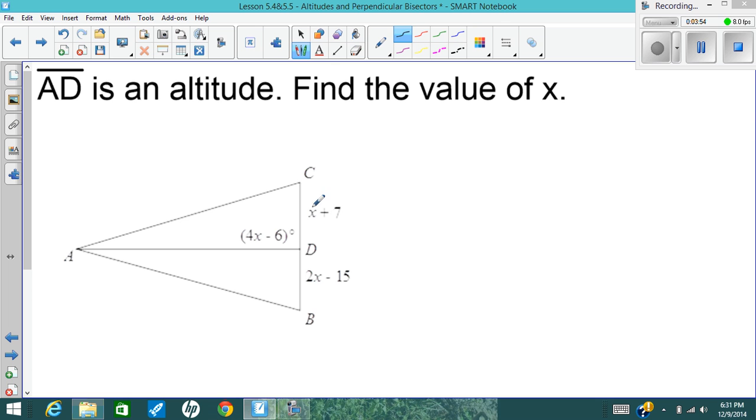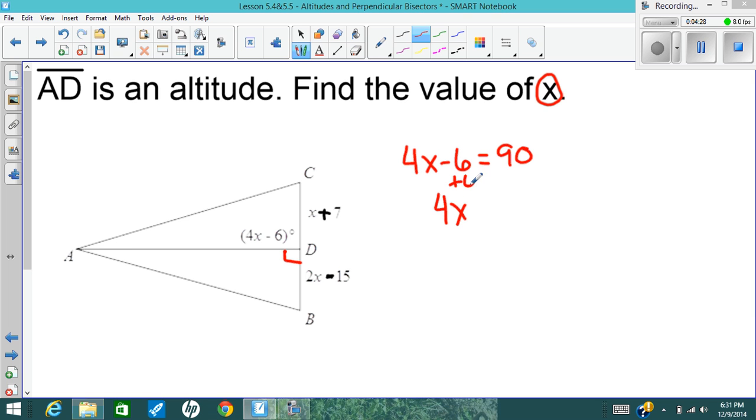This might be a little hard to see here. This is an X plus 7, 2X minus 15. Here we have an altitude, so we know that AD is perpendicular to BC. That's what happens when we have an altitude, so we have 90-degree angles. If we want to find the value of X, well, this angle here is labeled 4X minus 6. That's a right angle, so 4X minus 6 should be equal to 90.